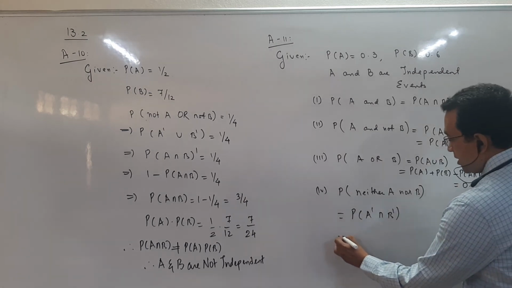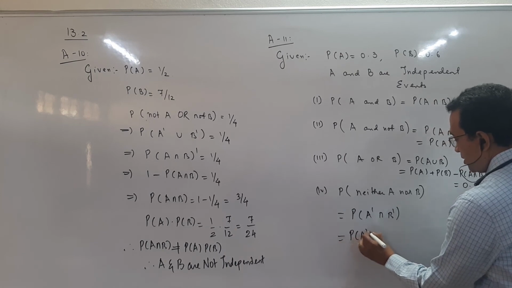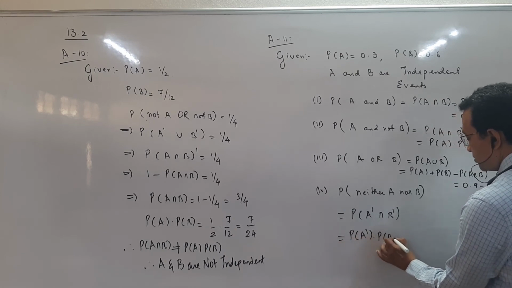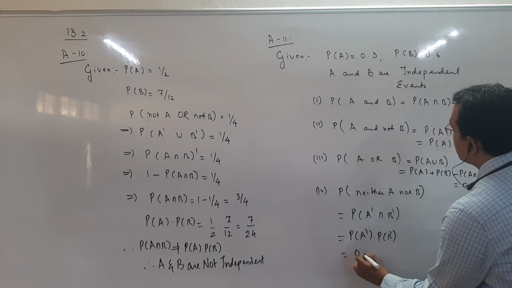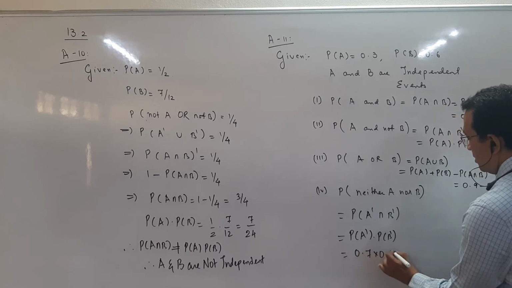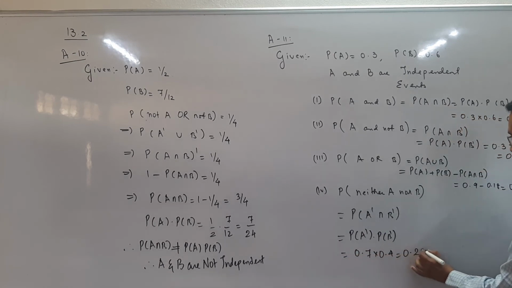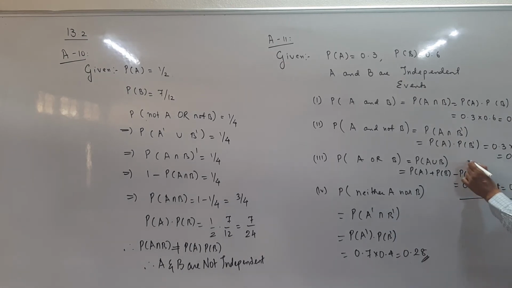A dash and B dash are also independent, so this is equal to P of A dash into P of B dash. So 0.7 into 0.4, so this is 0.28. Sorry students, if this much is not visible. P of A is 0.3 and P of B dash will be 0.4, so 0.12. And this is 0.9 minus 0.18, so this is 0.72. I think that easily, students, you can understand.